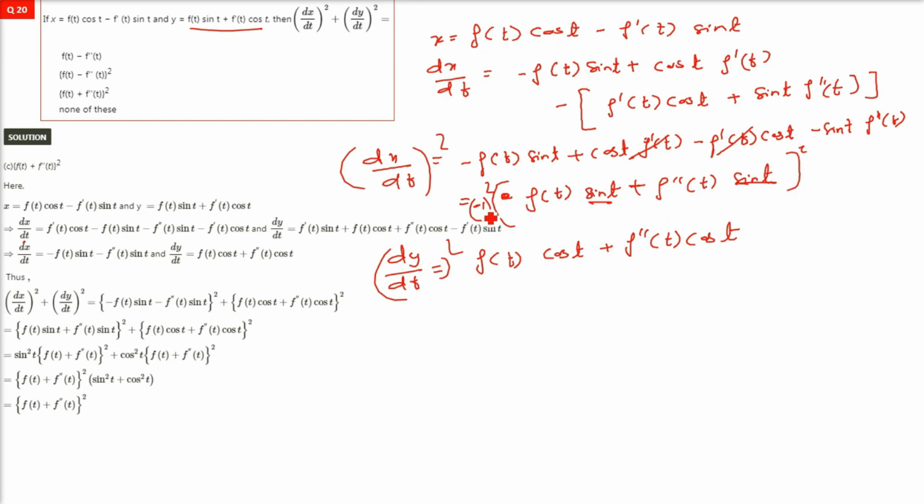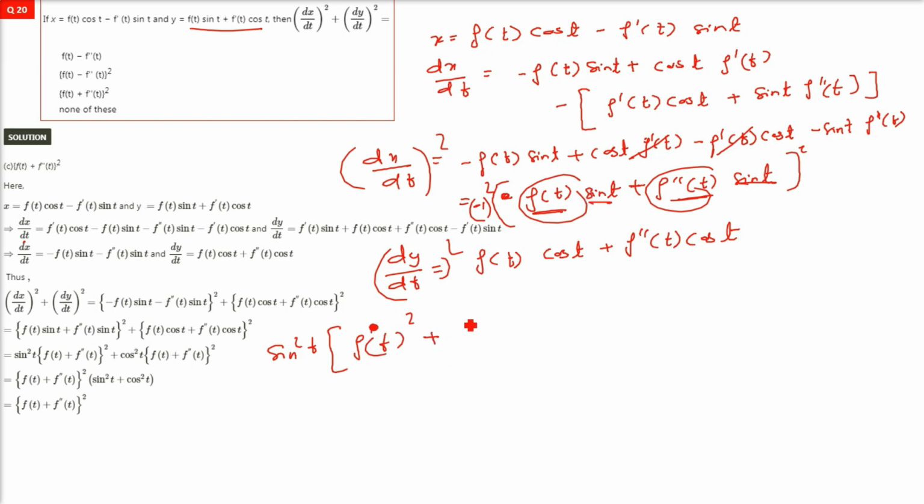So we just have to add them, f(t) plus f double dash t with sin t, and here also in the second term dy by dt we have cos t terms. So when you square this, sin square will come. So I'm just taking sin square t outside, and the first term I'm taking f dash t, this I'm not doing anything, I'm just squaring it.